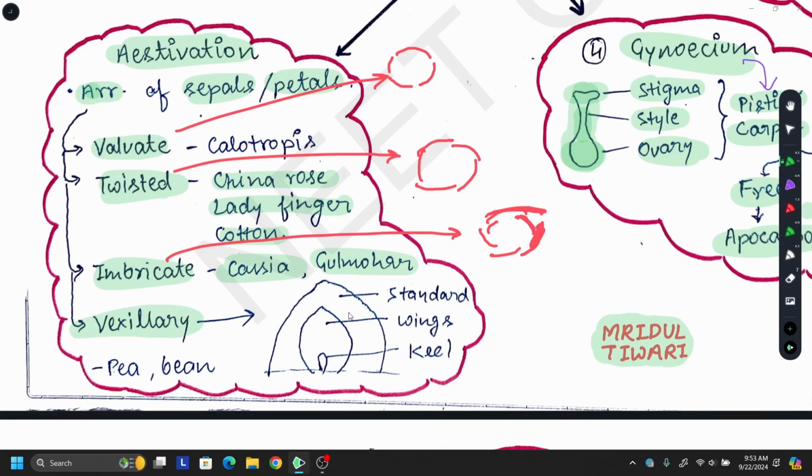In vexillary, I have already drawn vexillary here. In vexillary, there are three types of petals. The largest one is called the standard, then we have the wings, and the smallest ones are called the keel. These are the vexillary, seen in pea and bean. These estivation examples are very important. You have to learn them.